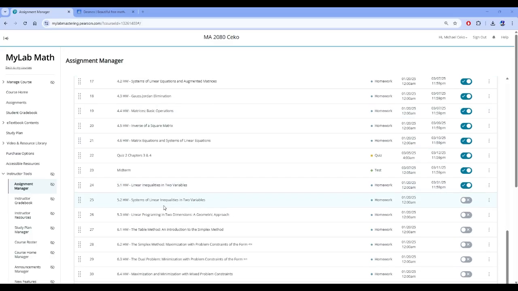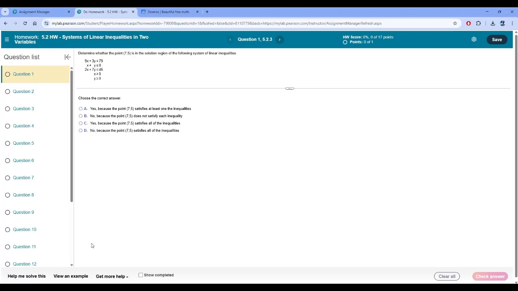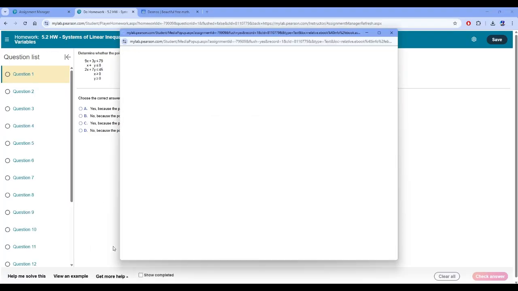So, next up we have lesson 5.2, the system of linear inequalities in two variables. All right, let's take a peek. We go straight to the preview, and we're going right to the textbook. Not too bad. That's 17 questions. Looking forward to it. All right, and let's go get more help. Go straight to the textbook.